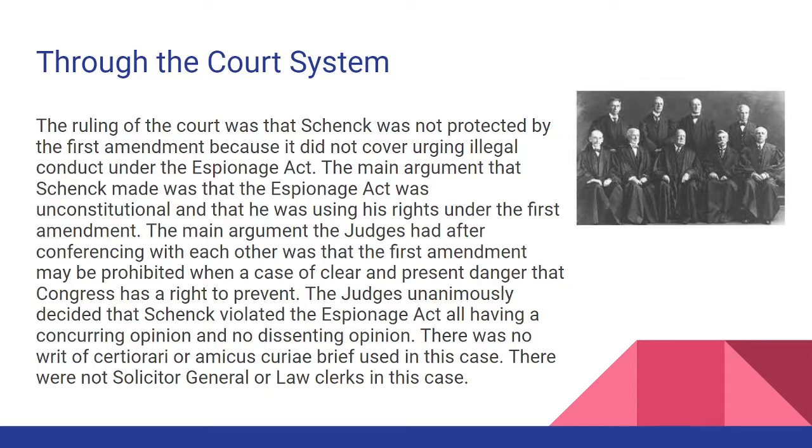The main argument that Schenck made was that the Espionage Act was unconstitutional and that he was using his rights under the First Amendment. The main argument the judges had after conferencing with each other was that the First Amendment may be prohibited when a case of clear and present danger that Congress has a right to prevent.